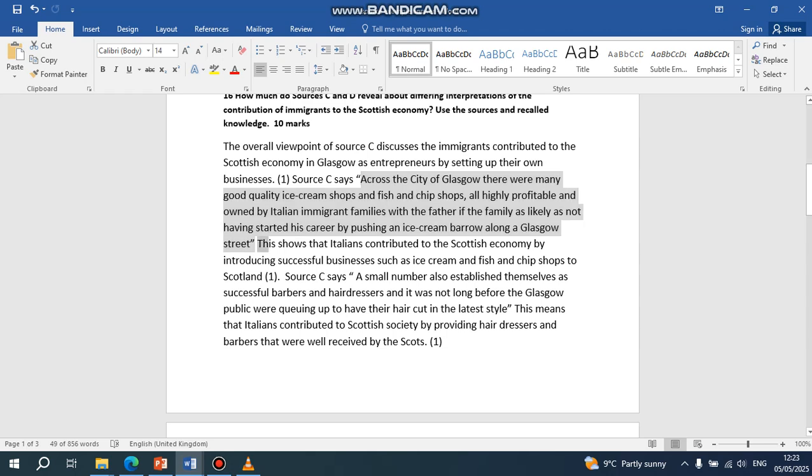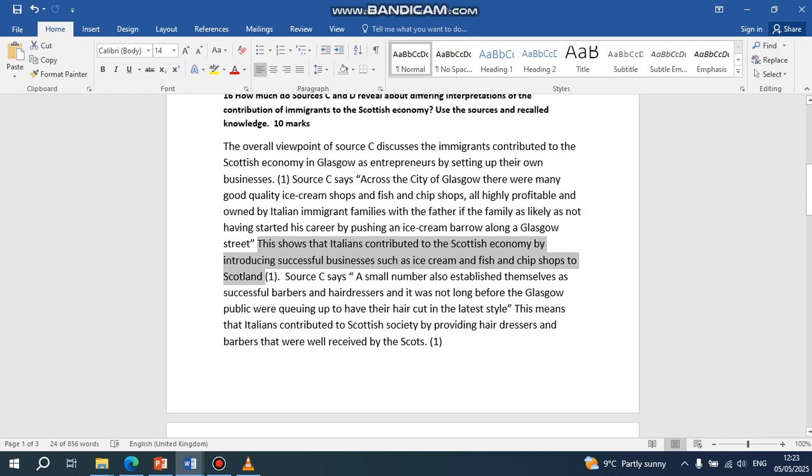And then we have our explanation. So this shows the Italians contribute to the Scottish economy by introducing successful businesses such as ice cream and fish and chip shops to Scotland. Fairly straightforward explanation, but you notice that it does give an answer to the question by talking about the contribution to the Scottish economy. And just to bring to your attention, the overall viewpoint talks about immigrants overall, but the source itself is about Italians.